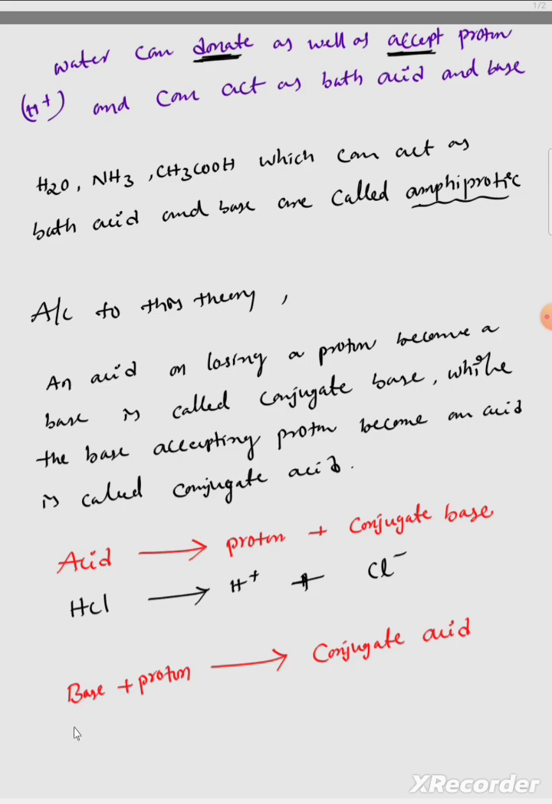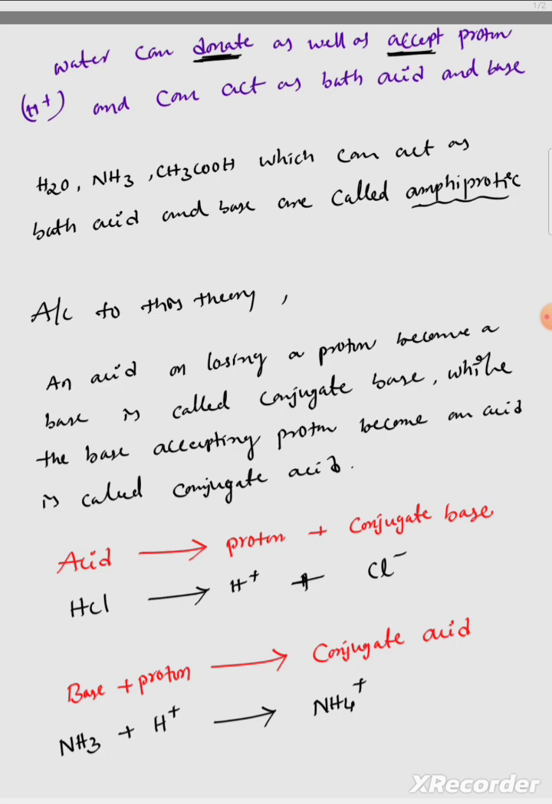Similarly, for bases, suppose NH3 is a base which can accept a proton to become NH4 plus. Here NH4 plus is the conjugate acid of NH3.